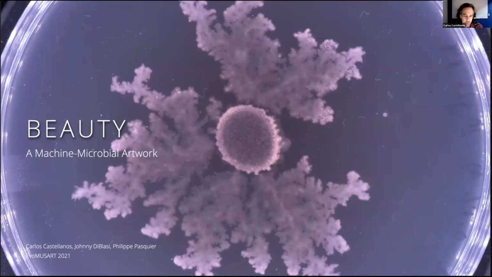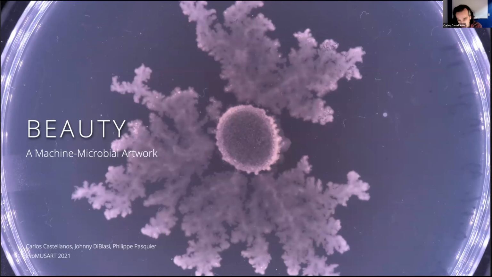Okay, so this is maybe something a little different from some of the other presentations. This is an artwork that's currently in progress that I'm going to talk about. And the focus is on pattern forming bacteria.